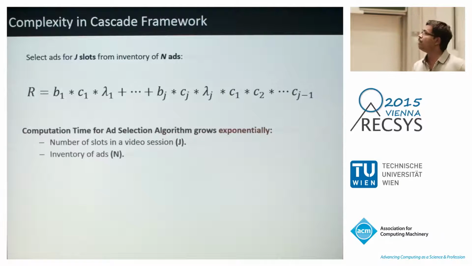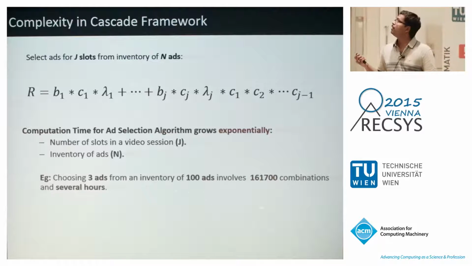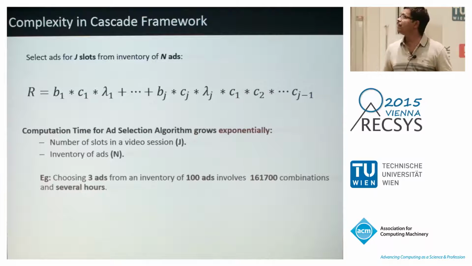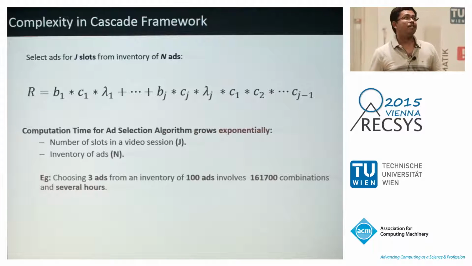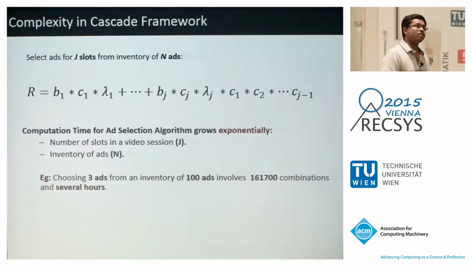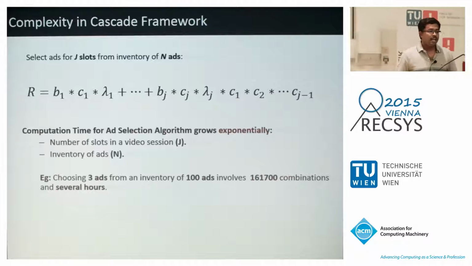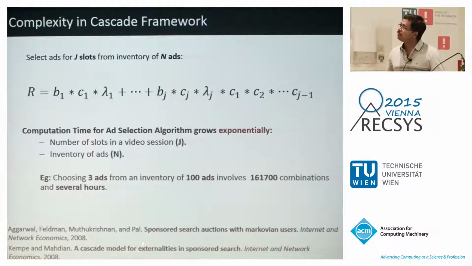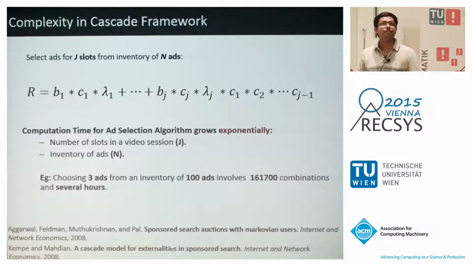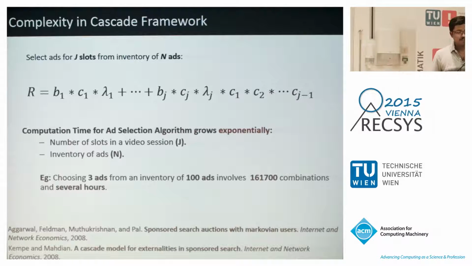To give you an idea, if you have to choose 3 ads from 100 ads, it involves more than 100,000 combinations that you have to look at, and it will take you more than 1.5 hours. So imagine trying to watch a video and waiting for 1.5 hours for the video to begin, which is impossible to implement, right? So you can get more idea on cascade modeling from these 2 papers. We have extensively borrowed from them, but they have mostly worked on search ads, not video ads.